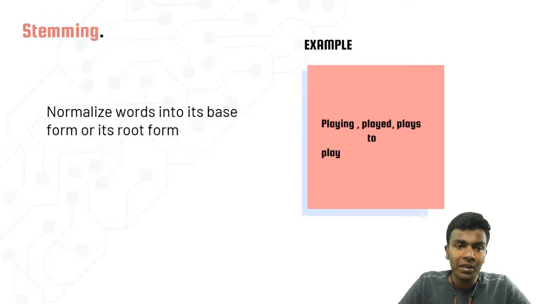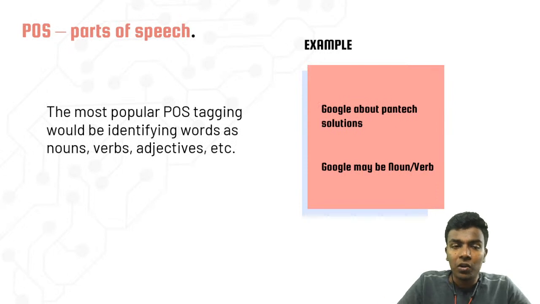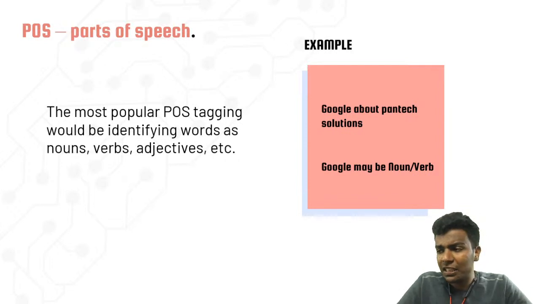Okay, so that is the difference between stemming and lemmatization. And then, talking about POS, which means parts of speech, it will try to identify the role of each word. Just see the example: Google about Pantech Solutions.